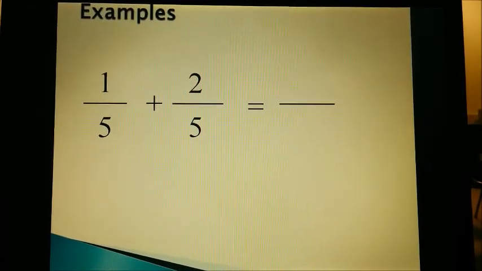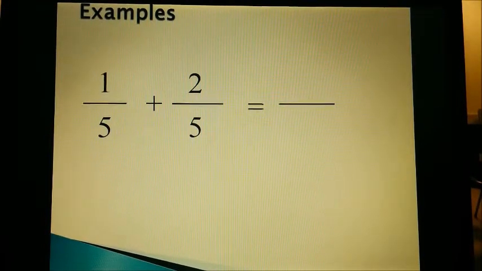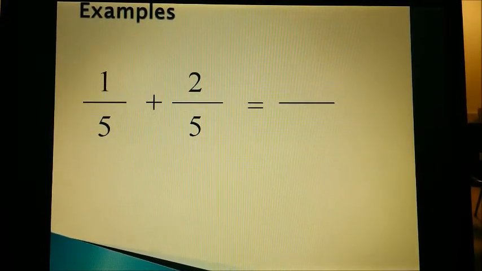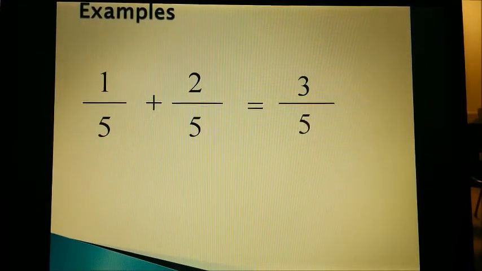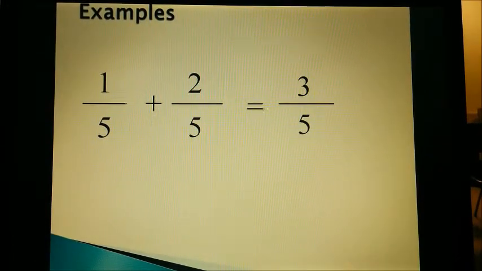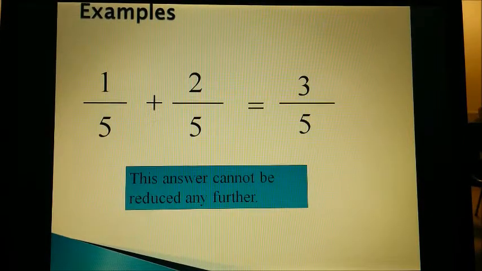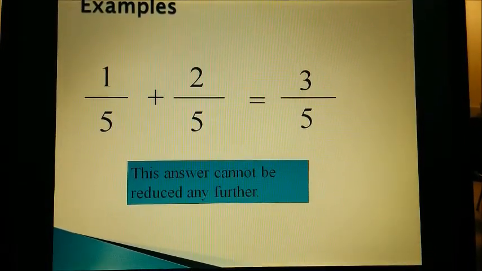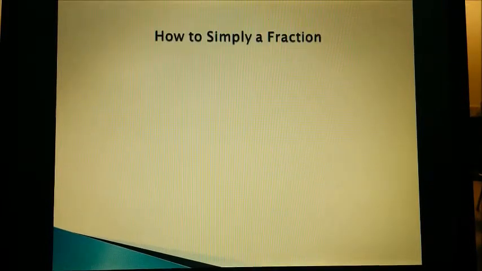Another example, 1 over 5 plus 2 over 5. Again, the denominator is the same, so we will just add the numerator. 1 plus 2 will be 3, and we keep the common denominator as 5. 3 over 5 is the final answer. This is in the simplest form. We cannot reduce this fraction anymore.